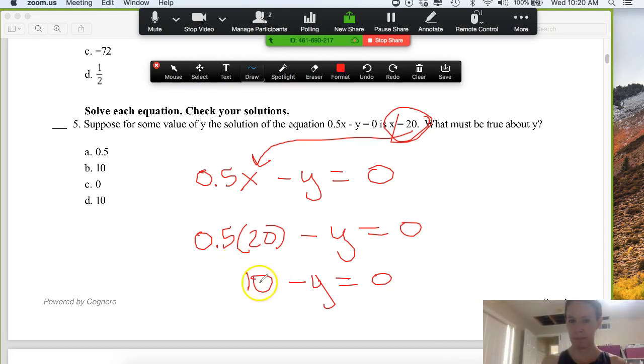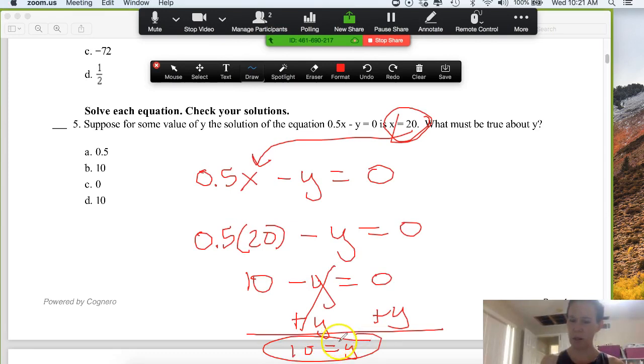You could subtract 10 from both sides. That would work, but then I'd have a negative 10 over here and a negative y here. Then I would have to do another step of multiplying or dividing both sides by negative 1. The easiest thing to do is just add y to this side. Then you have a positive y and a positive 10. That eliminates that, and you have 10 equals y.